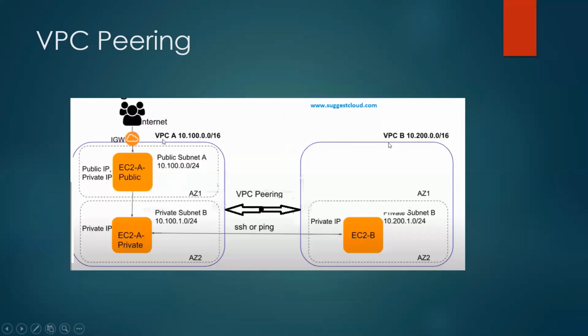Now we are going to create a VPC B with the CIDR block 10.200.0.0/16 in the same account, and we are going to launch an EC2 machine in the private subnet which we are going to create. So let's do it.